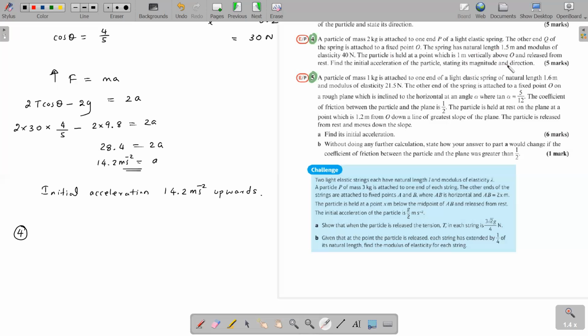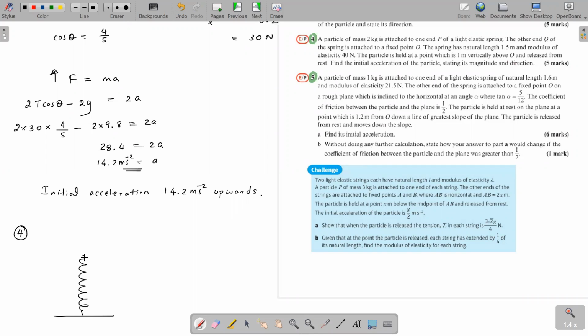So if the particle is 1 meter vertically above O, you need to realize the spring is kind of compressed, isn't it? And released from rest. Find the initial acceleration of the particle stating its magnitude and direction. Okay. So if you draw the diagram, it's going to look like this, right?